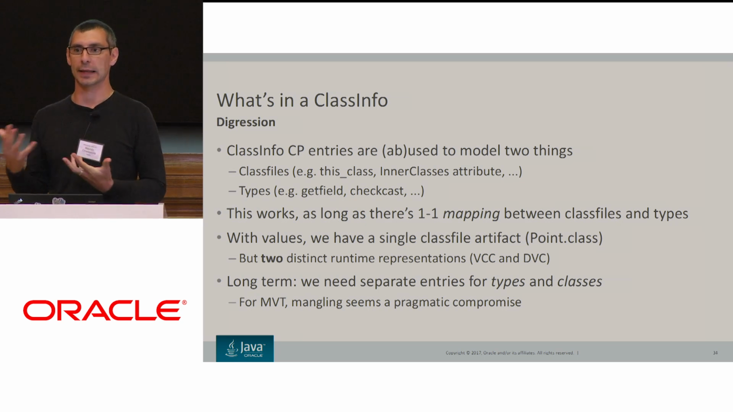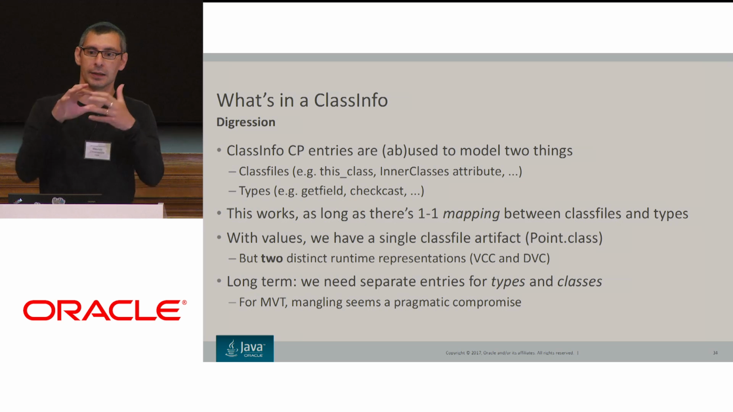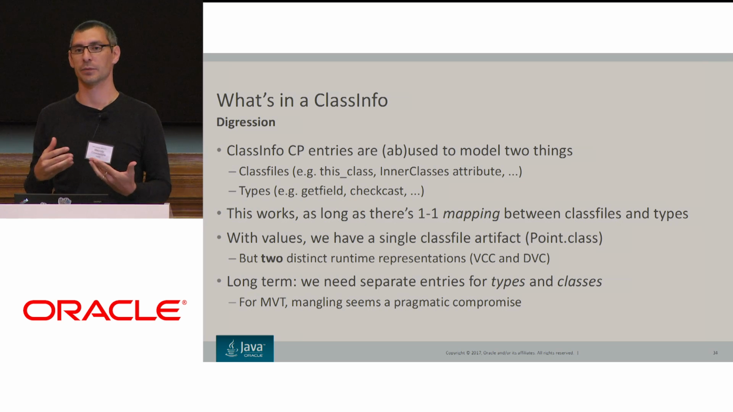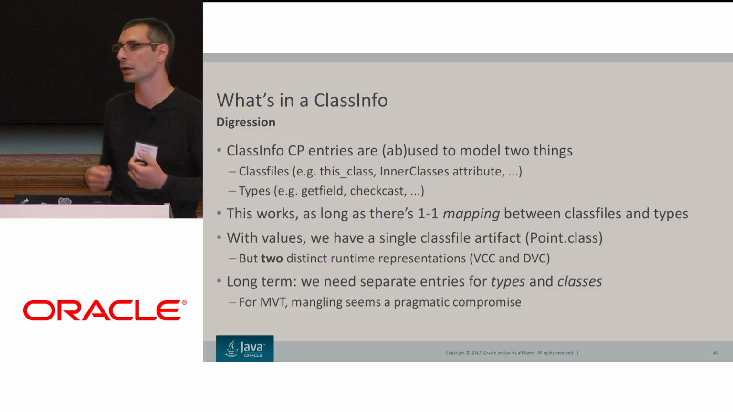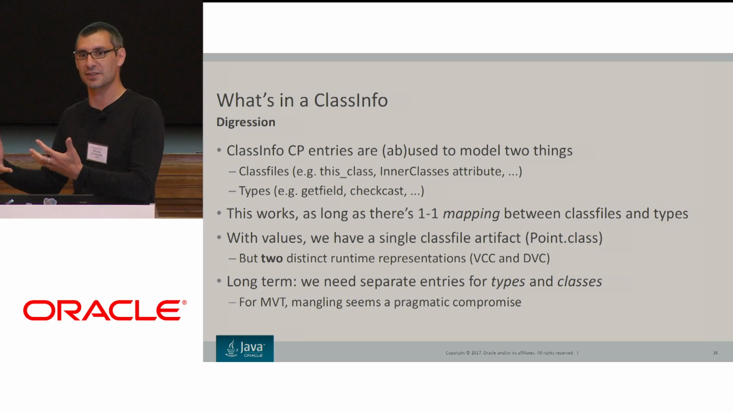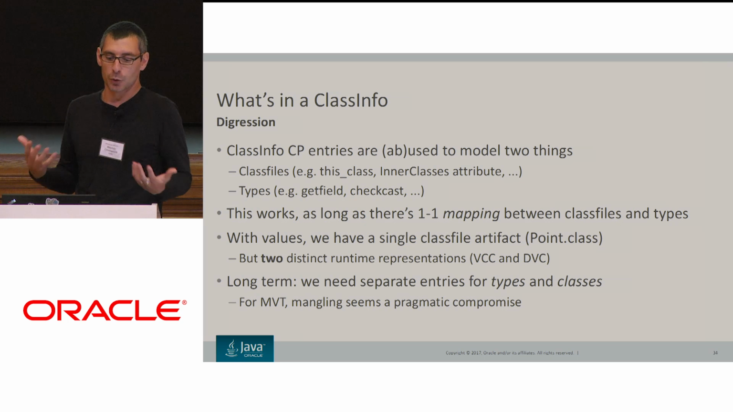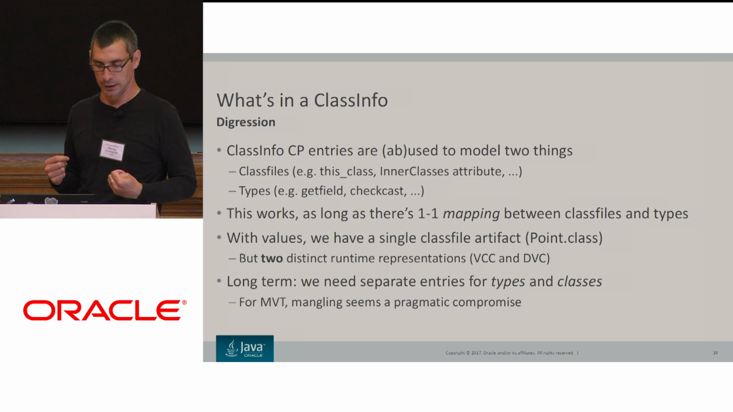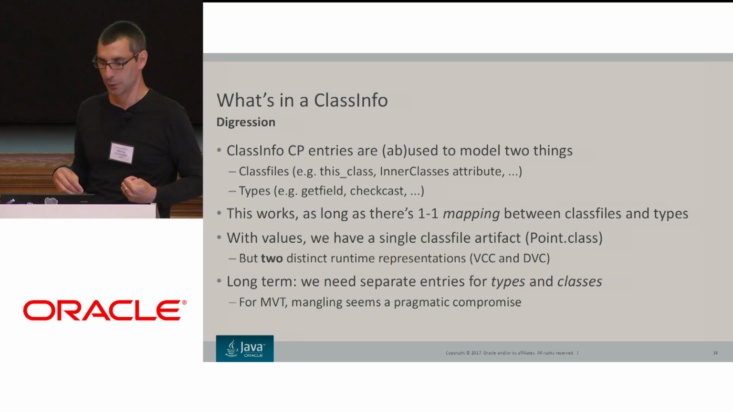So for example, if you take the inner classes attribute, the class info in there is used to denote a lexically enclosing notion which pertains to class files. But if you look at instructions such as getField, checkCast, instanceof, those instructions all speak about classes in terms of types. This all works well if your class file and types have a one-to-one mapping between them. It's kind of the same as we discussed last year with reflection.